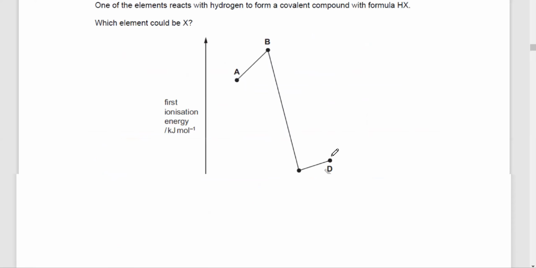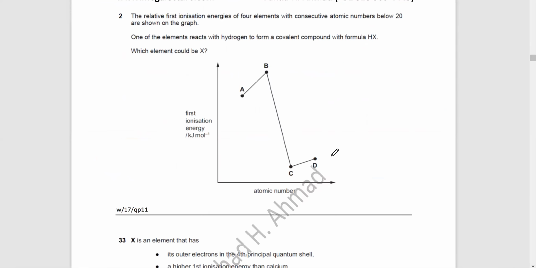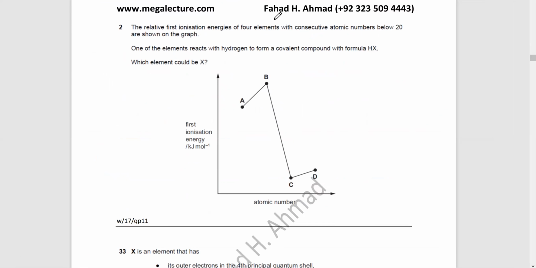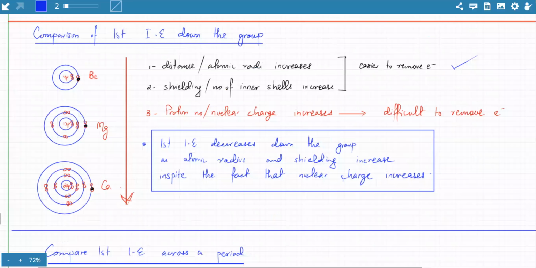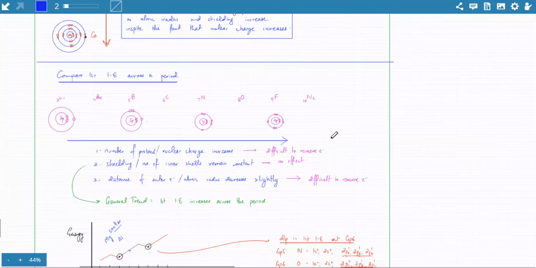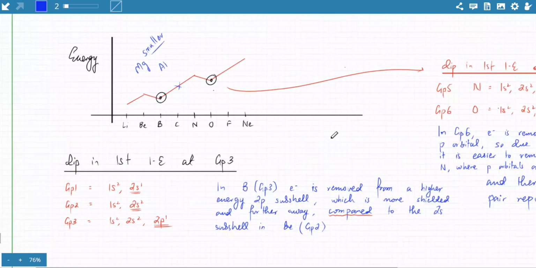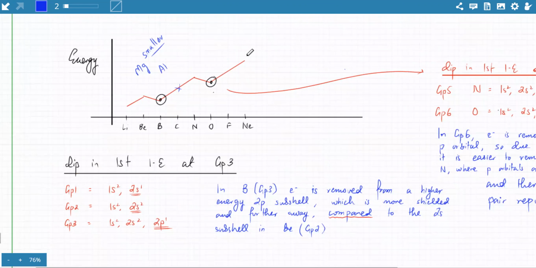This one is not related to ionization energy, is this one. Now the relative first ionization energy of four elements of consecutive atomic numbers. Remember I told you that there are going to be sketches of consecutive atomic numbers, and consecutive atomic numbers are when you move across a period. Theek hai? So 19, 20, 21, 22, so that's consecutive proton numbers. And one thing that happens is you're going to get the same sketch, the one that's given over here. Theek hai, this is across the period.